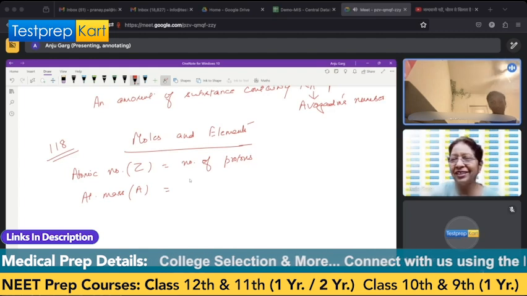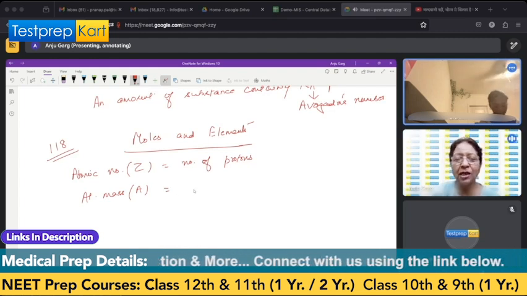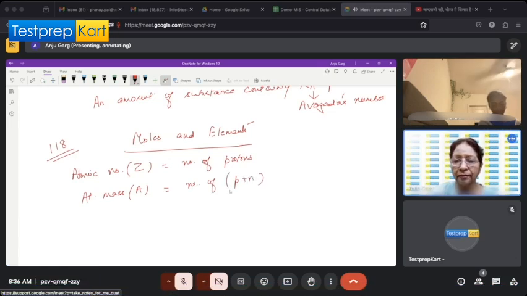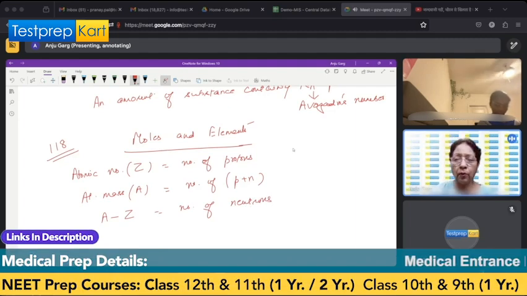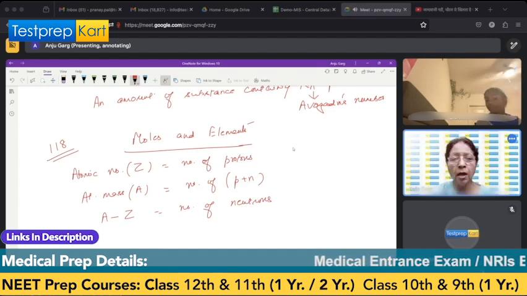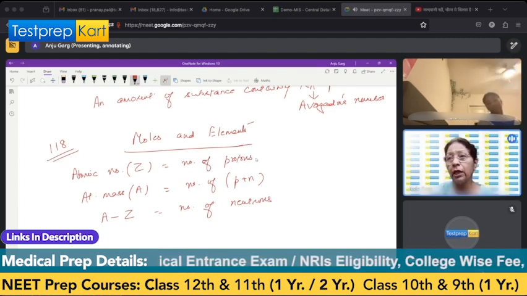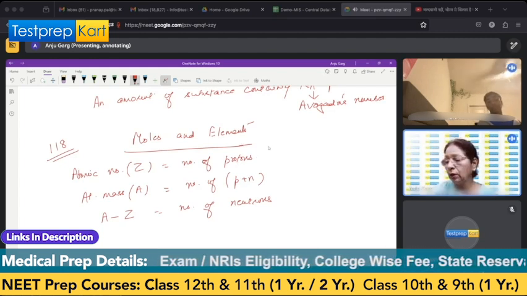So atomic mass will be number of protons plus neutrons. So if I give you A minus Z, it will give you the number of neutrons. And if the atom is neutral, the number of protons and electrons will be the same, equal. If you have a neutral atom, the number of protons and number of electrons will be equal to each other. Not in the ion, but in a neutral atom.